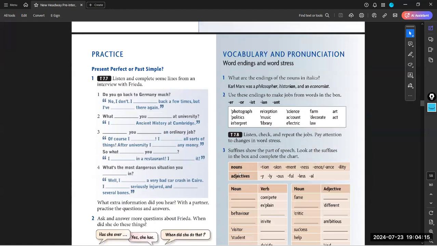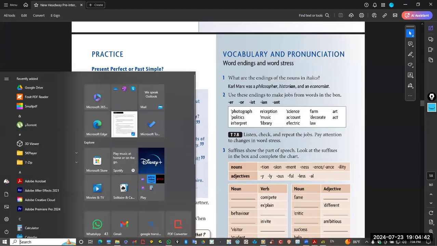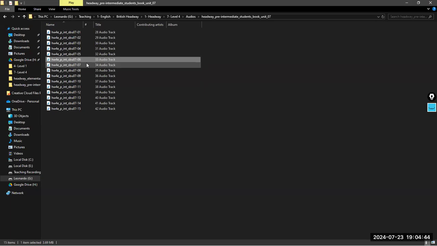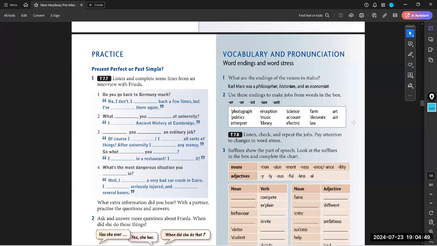Now let's talk about this new page and let's practice using the present perfect or the past simple. Now we have a recording. Let's listen to this recording and complete some lines from the interview about Frida Hoffman. Please listen carefully to be able to fill the blanks. It is 7.7. Let me play the recording.